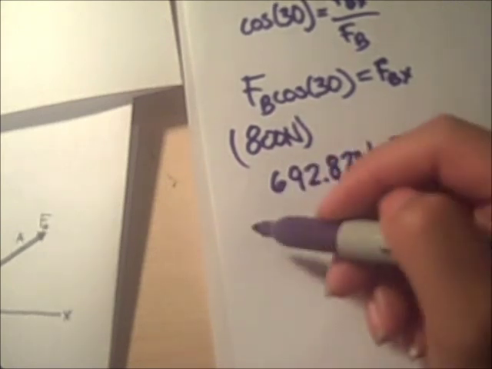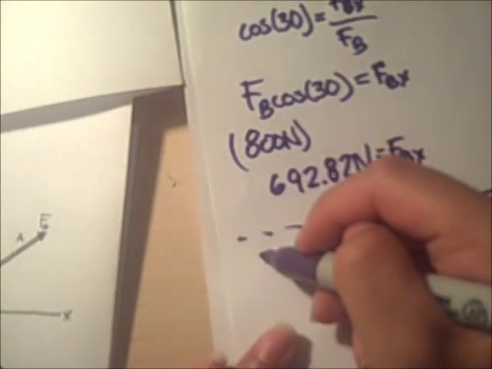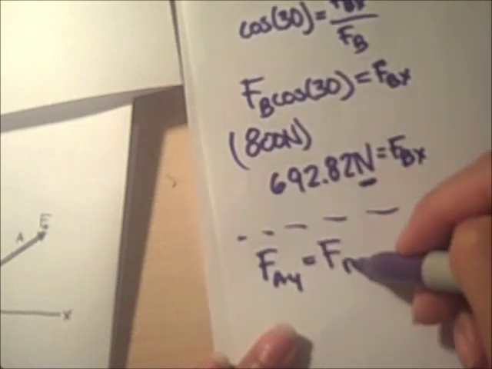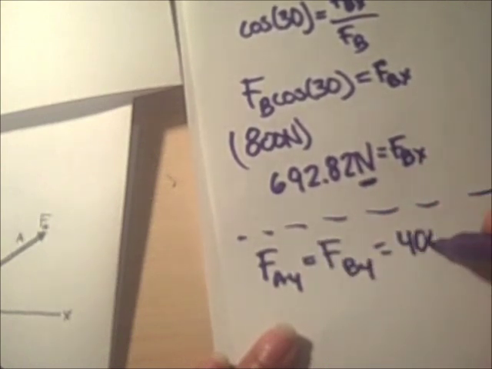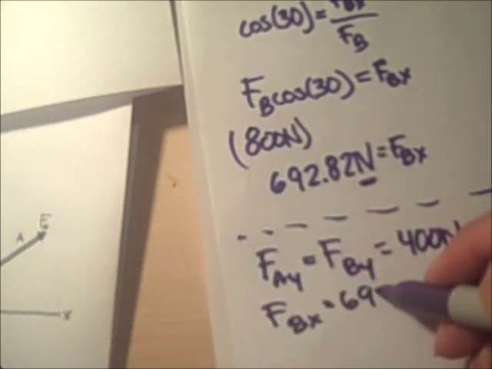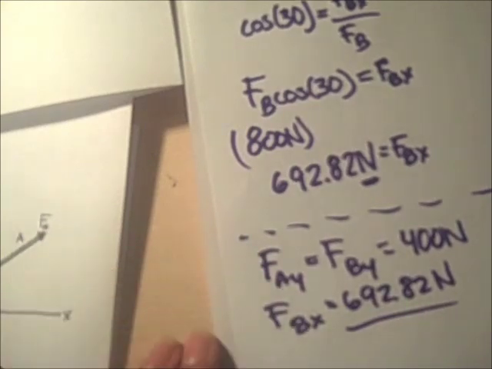Okay, we're going to go on with this. Now that we have FAy equals FBy equals 400, and then FBx equals 692, that's what we have concluded so far. Now we're going to be solving for FA.